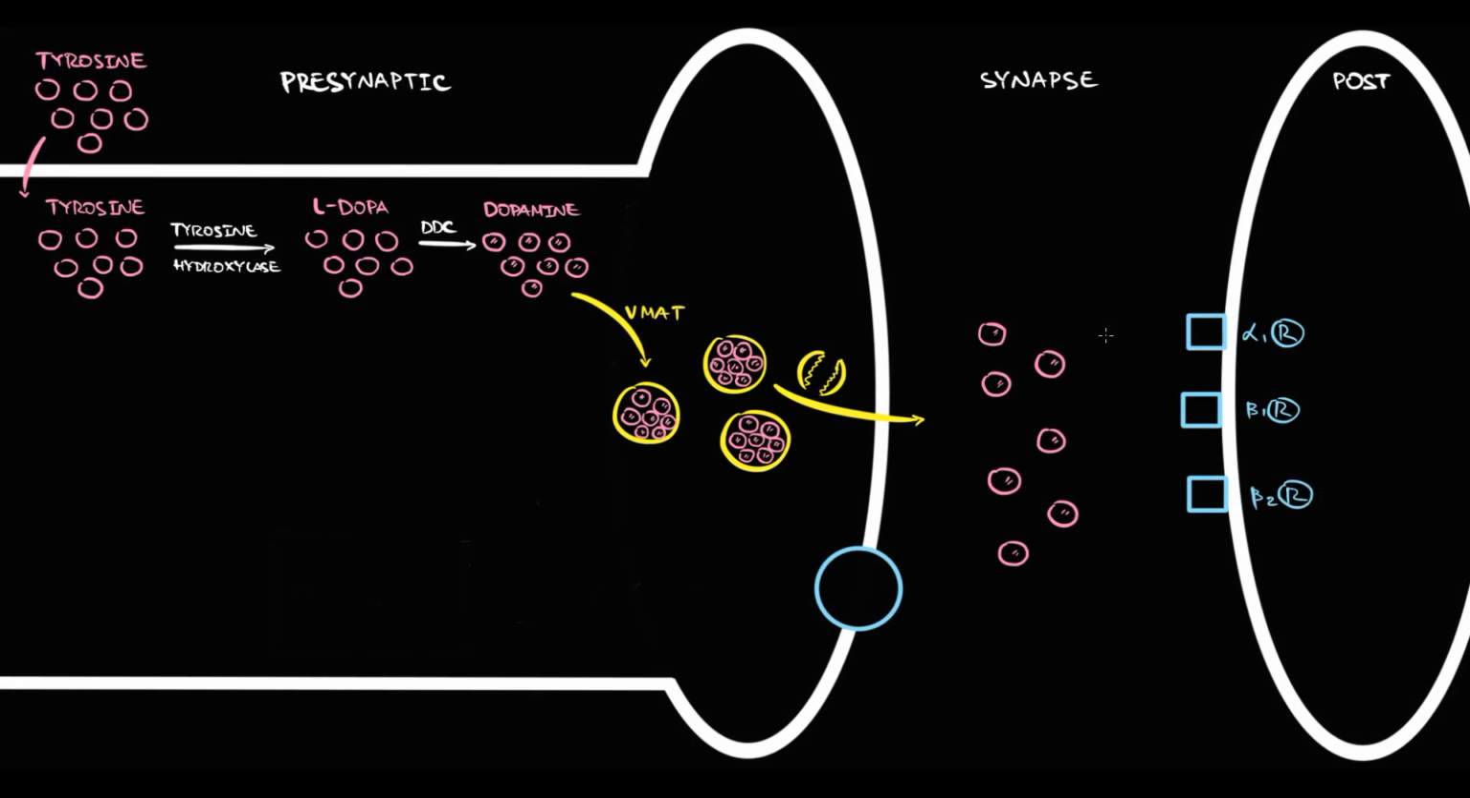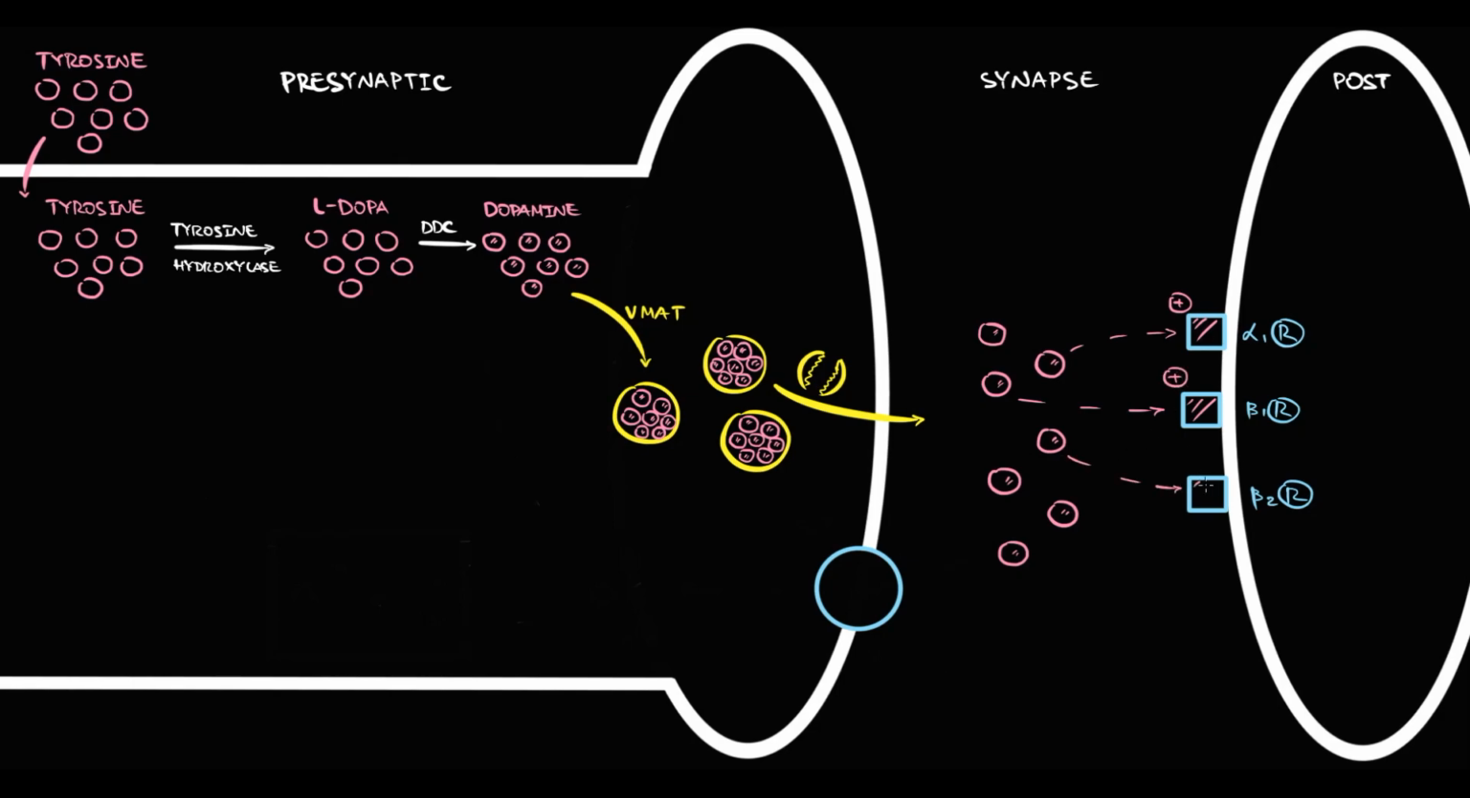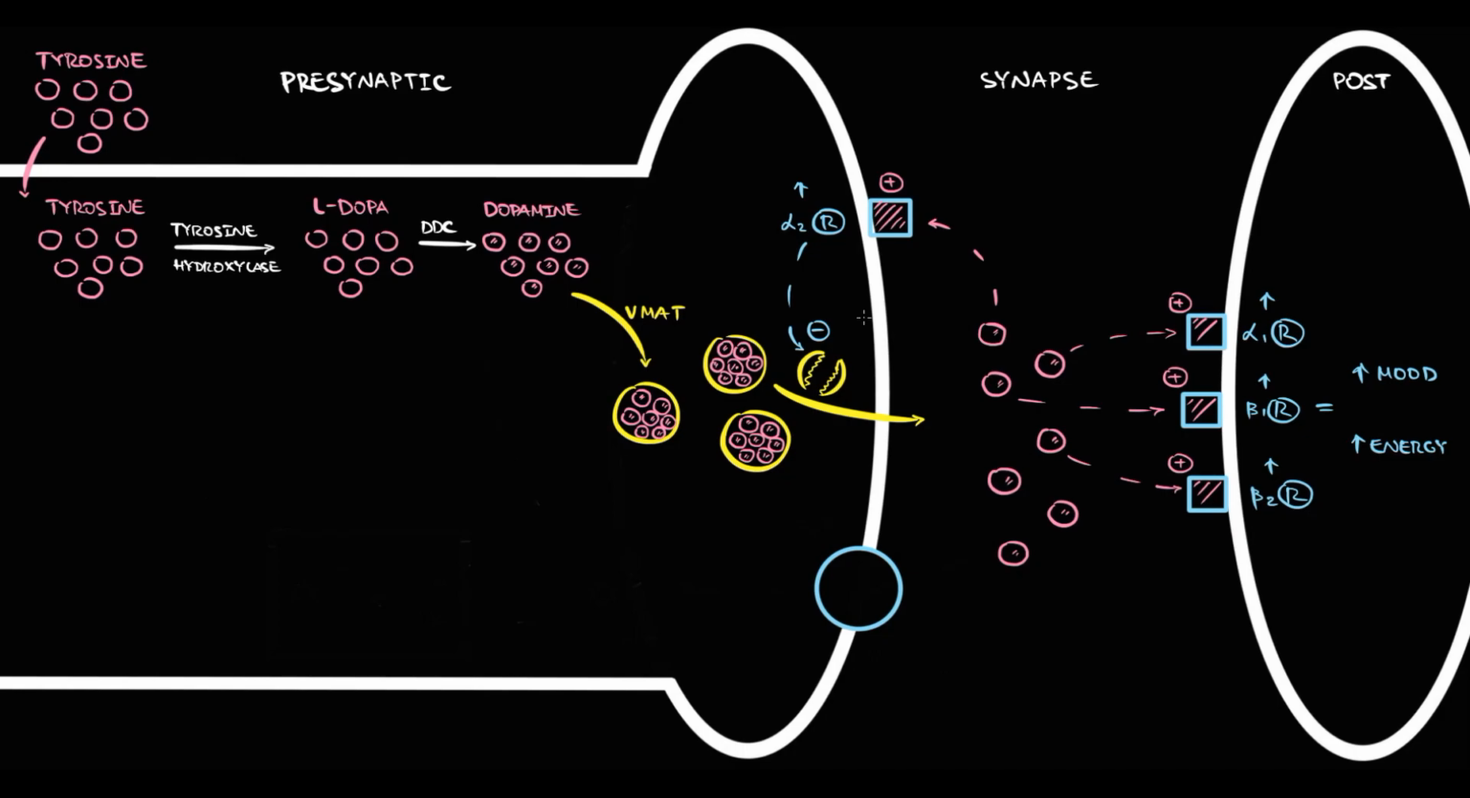Once norepinephrine molecules appear in the synapse, most of them immediately bind to adrenergic receptors. With binding, they activate adrenergic receptors, and activation of adrenergic receptors improves mood and increases energy. Some of the norepinephrine molecules bind to alpha-2 receptor on the presynaptic neuron, which is an autoreceptor. With activation, this receptor inhibits the exocytosis of norepinephrine vesicles into the synapse. So this receptor provides reciprocal regulation.